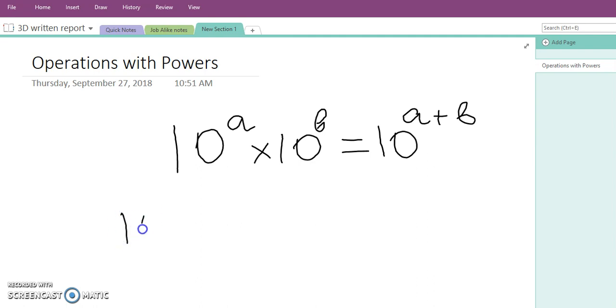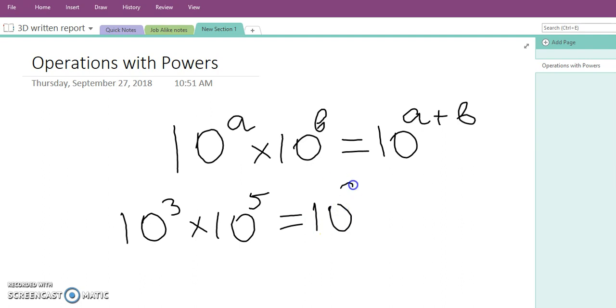Let's say I have 10 to the 3 times 10 to the 5. Well, this is just 10 to the 3 plus 5, also known as 10 to the 8. That's it. That's all there is to it.